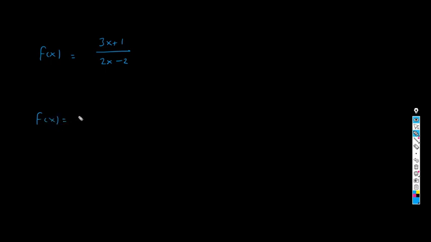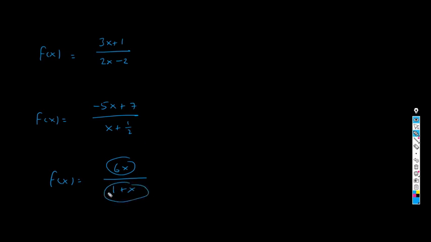Now, example. What about minus 5x plus 7 over x plus 1/2? You see, we have a polynomial of degree 1, another polynomial of degree 1, we divide them, and therefore we get a rational function. Another example, 6x over 1 plus x. Polynomial of degree 1 with no constant term, that is perfectly okay. And another polynomial of degree 1. We divide them and we get a rational function of the type that we're going to work with.